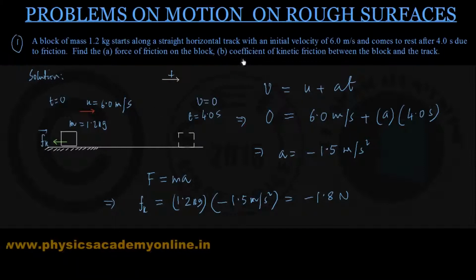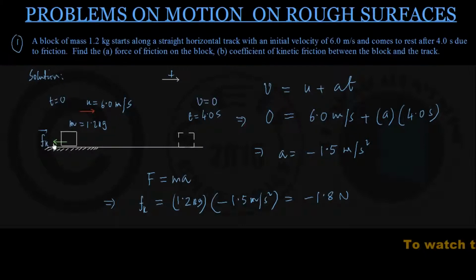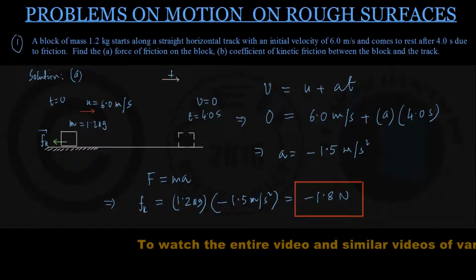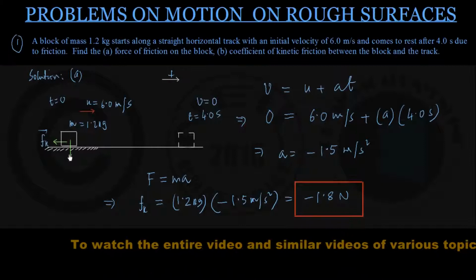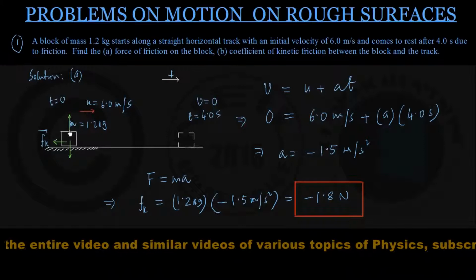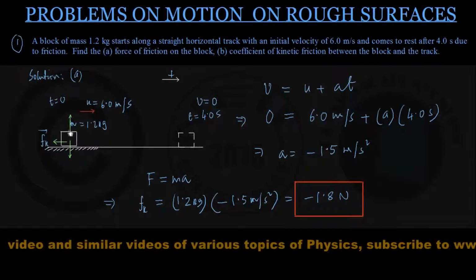They said find the coefficient of kinetic friction between the block and the track, and for that we need to recall the law of kinetic friction. You can understand here that although the motion of the block to the right involves only the frictional force acting to the left that retards this block, there are two more forces acting on the block in the vertical direction. These two forces, of course, are the force of gravity acting on the block downwards exerted by the earth, and the normal force acting vertically upwards given by the track on which the block is moving.